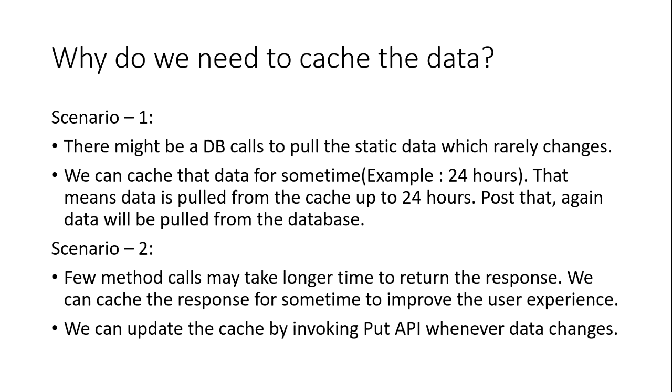For example, whenever the data changes in the backend, we can update that particular data by invoking some put API. That way, we can simultaneously update the cache also. Then whenever a user tries to get the data from the cache, they will get the updated data, not the stale data, right? So these are a few real-time scenarios.